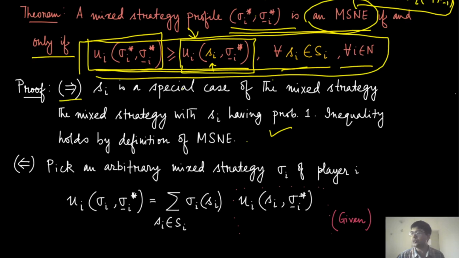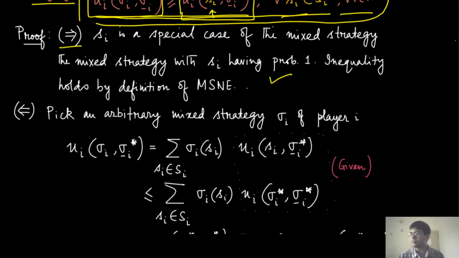So how should we do that? Let us pick any arbitrary mixed strategy for player i, sigma i, and look at the utility that it gives to player i at the mixed strategy profile sigma i, sigma minus i star. So this is that distinguished strategy profile of all the other players, sigma minus i star.